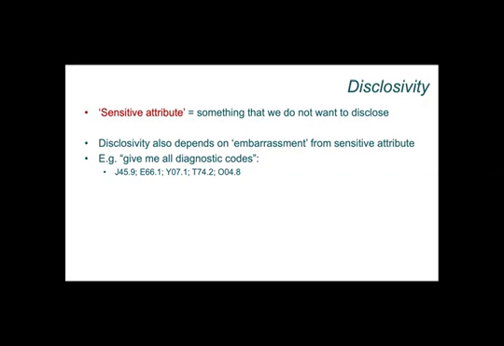There is this concept of disclosivity that we need to think about. The sensitive attribute, as I said before, is the thing that we don't want to disclose. But disclosivity also depends upon the amount of embarrassment or harm that could happen from the disclosure of a sensitive attribute. For example, this is a made up example, but I have had very similar cases come to the Data Access Committee where someone just wanted a diagnostic code. So just tell me what diagnosis these patients had. That seems a very reasonable thing to do if you're building prediction models. So you might get for a particular patient the following diagnostic codes.